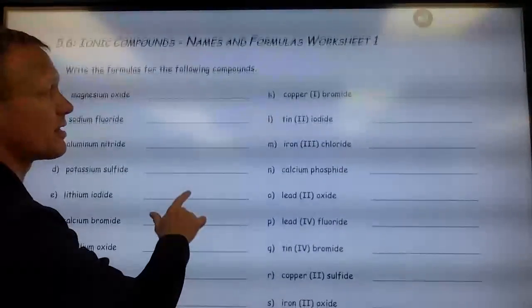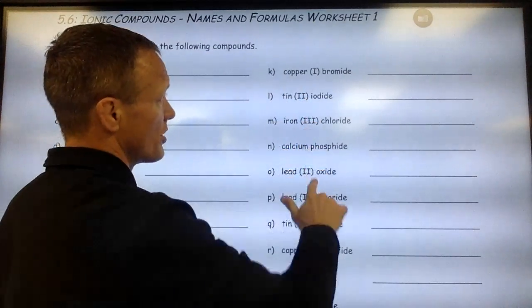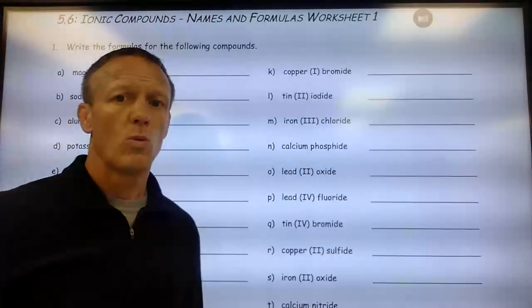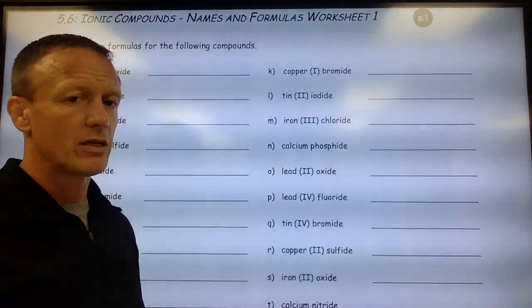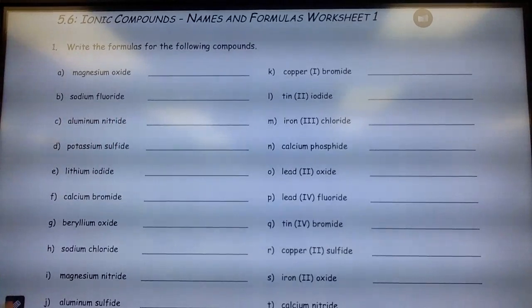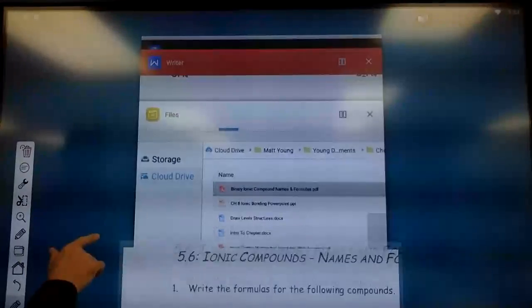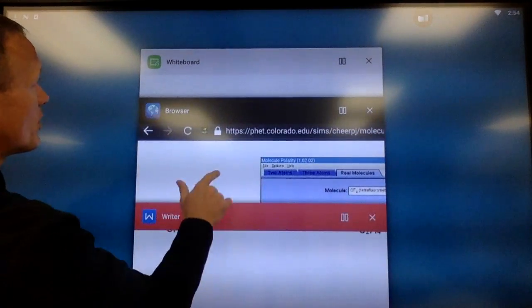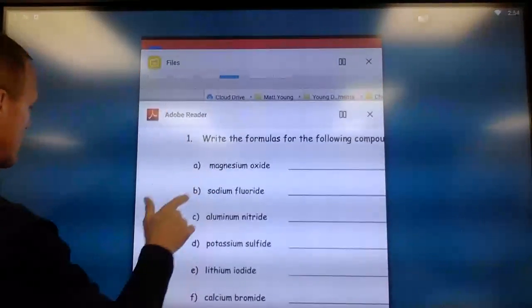If you notice on this side, these have some Roman numerals in them. You'll see Roman numerals whenever there is a transition element, an element in the D block of the table. So whenever you see transition elements, you will see some Roman numerals. I don't know if I have a periodic table open. No, I don't.